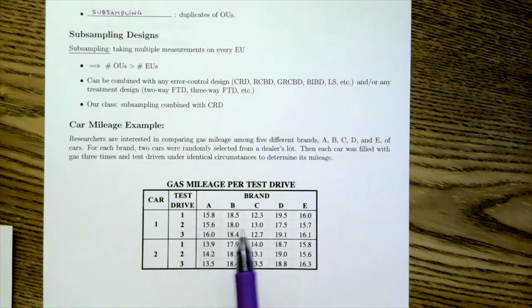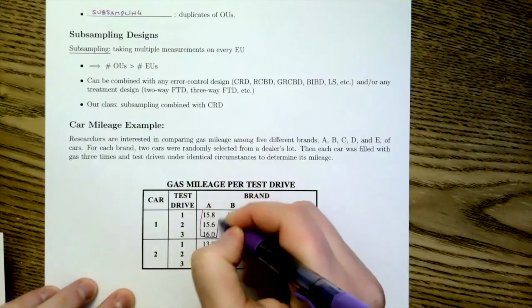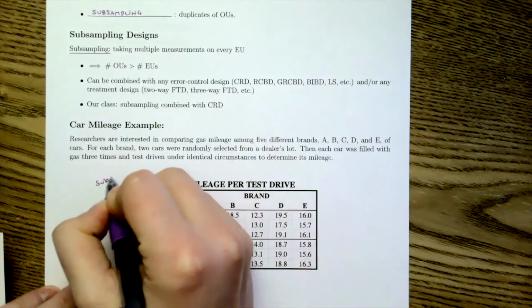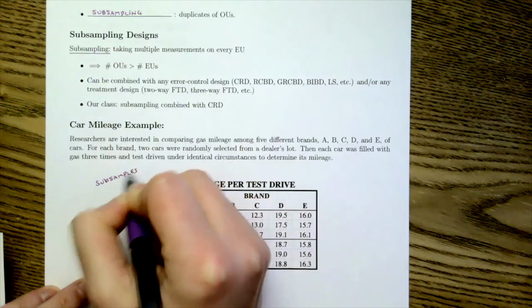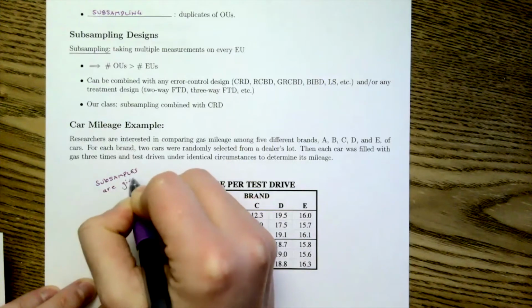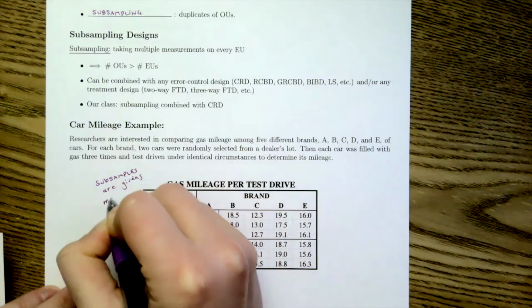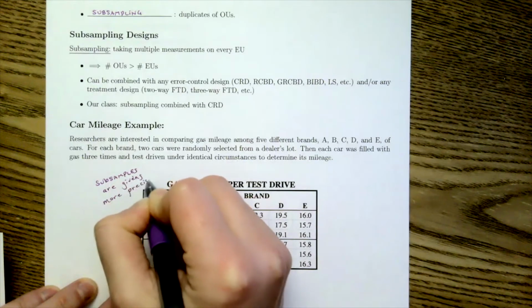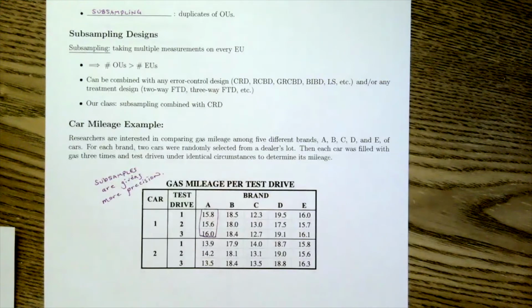Okay, so we have car 1, car 2, with brand A, and they have 3 test drives. That is, we're taking the exact same car and we're driving it 3 times. So subsampling is giving us more precision. These subsamples right here are giving us more precision among the measurements of our observational unit.